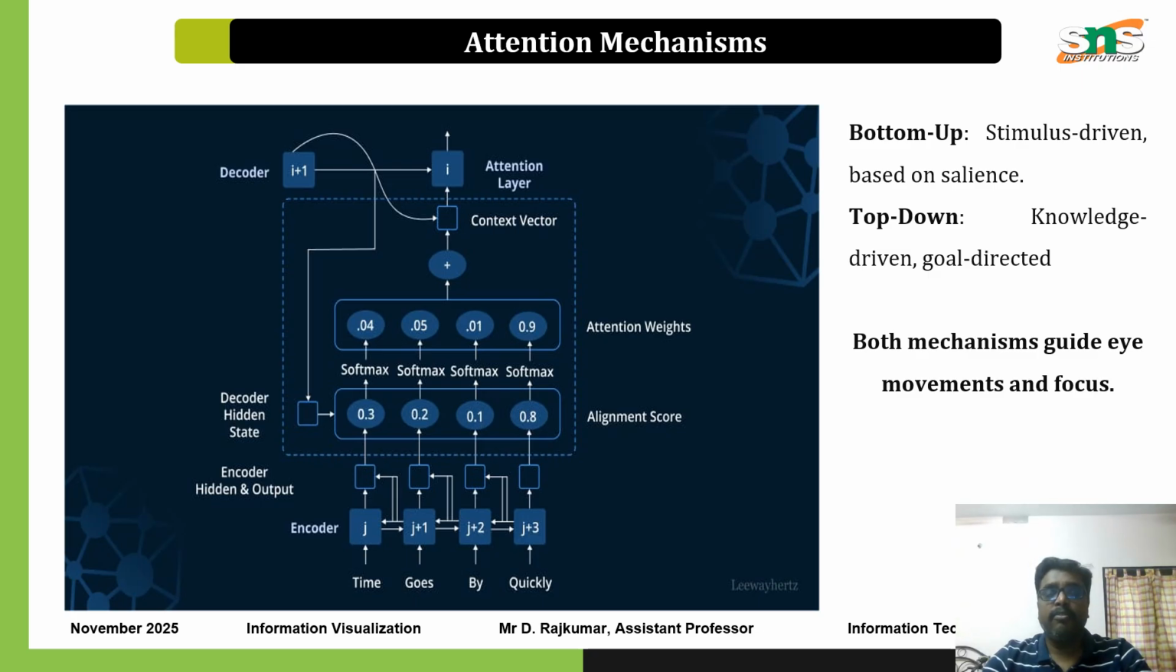Here the attentive mechanism involves two ways. The first one is bottom up, which is stimulus driven and based upon salience effects. The next one is top down, which is knowledge driven and goal directed. Both mechanisms help the eye movements, help focus on collecting information, and shape how your brain is processing that information.